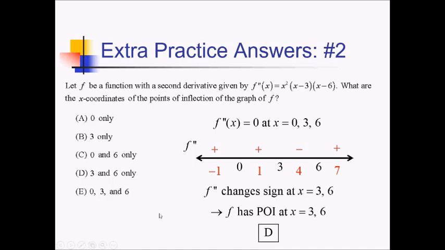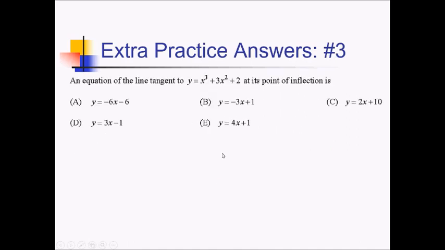For this problem, we want the equation of the line tangent to y equals x cubed plus 3x squared plus 2 at its point of inflection. So this is a multi-step problem. We have to first find the point of inflection, and then we have to write a tangent line for it. So to get the point of inflection, let me start by figuring out what the second derivative of this thing is and finding critical values for that and doing some sign analysis.